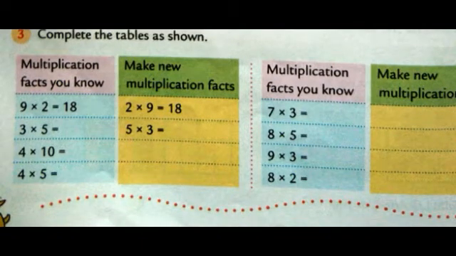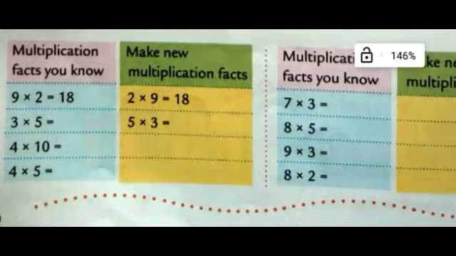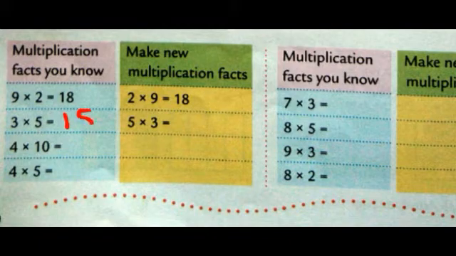Multiplication fact you know and make the new multiplication fact. Okay, first one is already done. Let's do the second one. What is 3 5s are? 15. Now if we make the new multiplication fact, that means we will do the opposite of that. 5 3s are. Again we will get 15 only. This is the new multiplication fact for it.